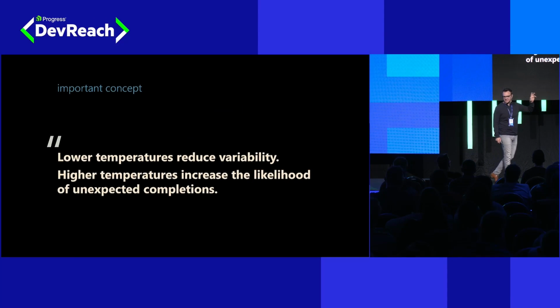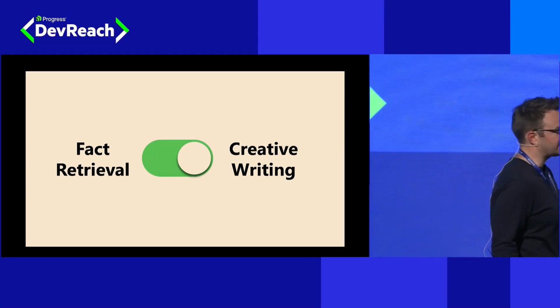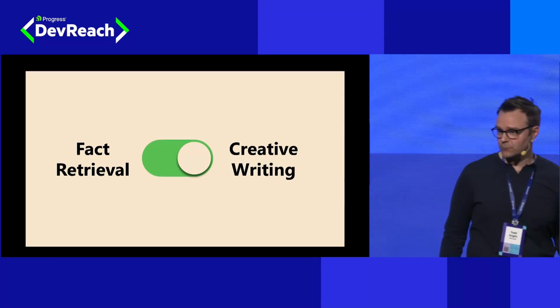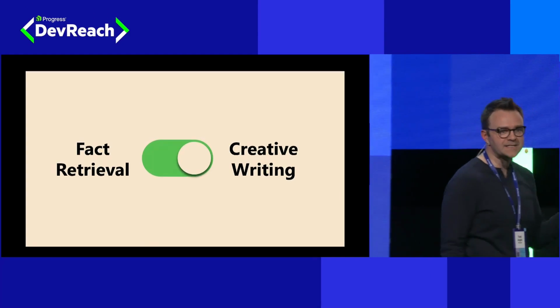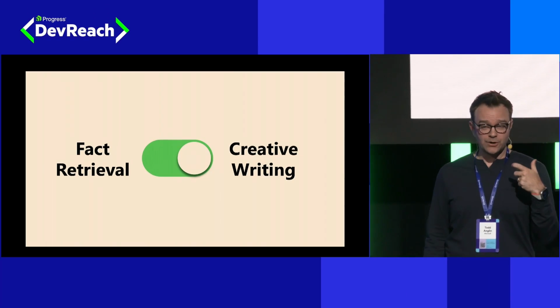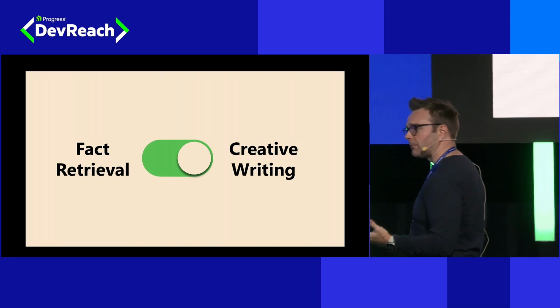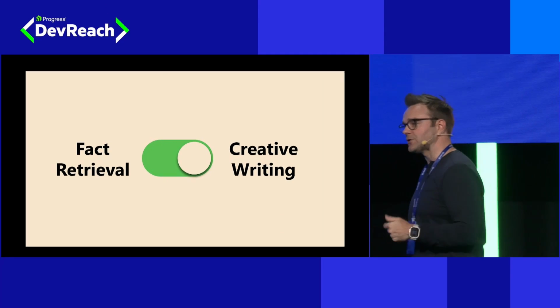Play with temperature, understand it. Lower temperature reduces variability, meaning if you have a temperature of 0, you're going to get less creative responses. Higher temperatures increase the likelihood of unexpected completions, which can be good for the right scenario and the right application. Those unexpected completions are part of what allow us to use this for things like creative writing or generating images. And so it's not always a problem, it's just something you need to account for in your use of it.